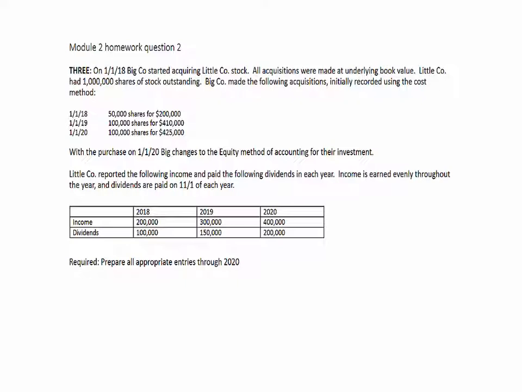On January 1st, 2018, we buy 50,000 shares or 5%. January 1st, 2019, we buy 100,000 shares or 10%. January 1st, 2020, another 100,000 shares or another 10%. So at that point, we're up to 25% ownership, and we're going to switch from the cost method to the equity method. And provided is some information regarding income and dividends for Little for 2018, 2019, and 2020.